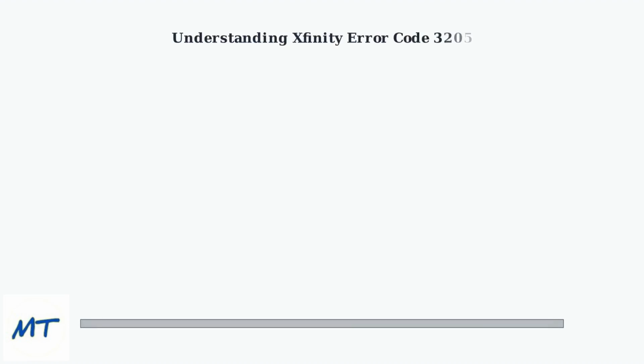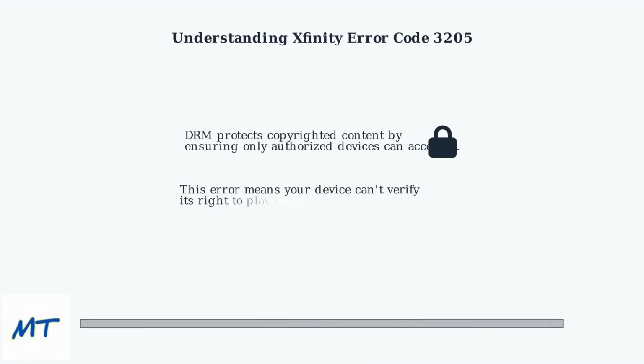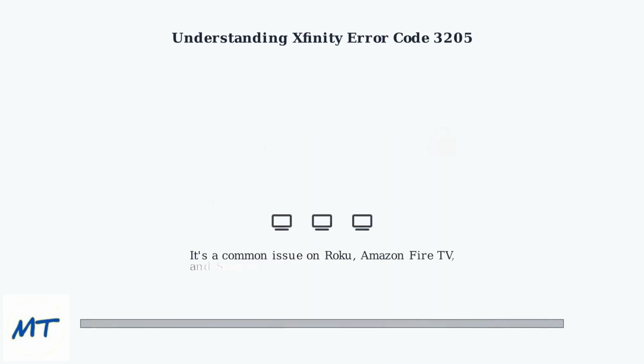Xfinity Error Code 3205 signals a problem with digital rights management, or DRM. DRM protects copyrighted content by ensuring only authorized devices can access it. This error means your device can't verify its right to play the video, preventing streaming. It's a common issue on Roku, Amazon Fire TV, and Samsung Smart TVs.